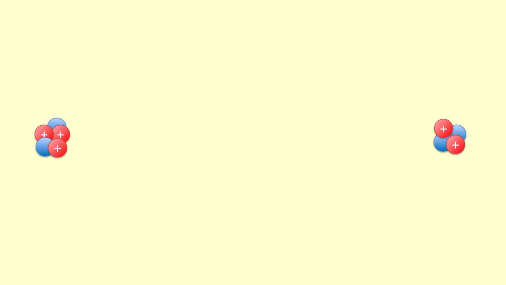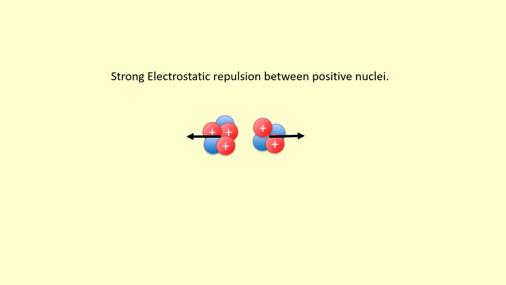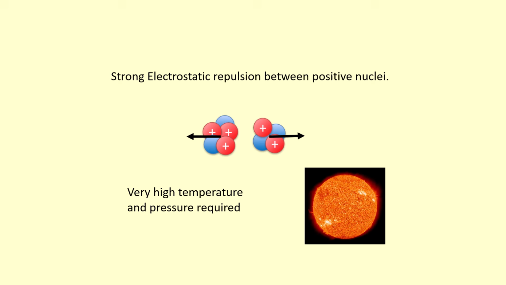So for example, if we try to join these two nuclei together, we could, but it's going to be very difficult because they're both positively charged. So they will repel each other with a very strong electrostatic repulsion, because they're positive and like charges repel. This is why we need very high temperatures for fusion to occur. Even with hydrogen, we need very high temperatures and pressures, and this is normally found in the center or core of stars.